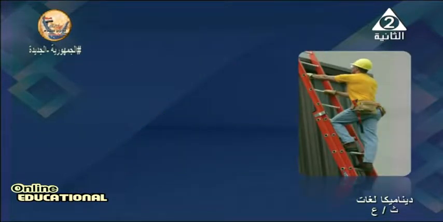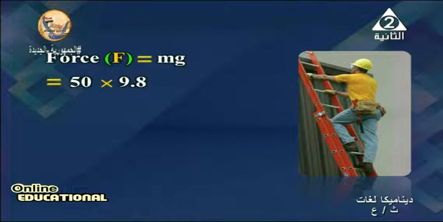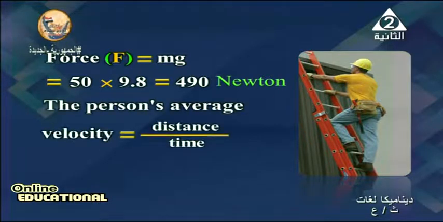This man of mass 50 kilogram ascends the stairs of a tower. Then the force acting on the man, mg, its weight, equals 50 kilogram times 9.8 meter per second squared, equals 490 Newton. Now, the person's average velocity equals distance over time.